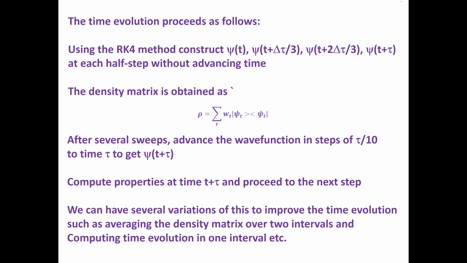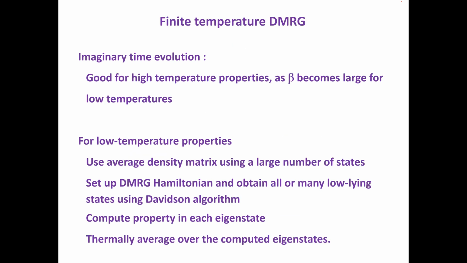You can look at this procedure, which was actually given by Steve White and Feiguin. Compute properties at t + tau, and then proceed to the next step. We can have several variations of this to improve time evolution. We have used what's called the double time window technique and things like that. And we studied spin charge separability in molecular systems. So these things are possible.